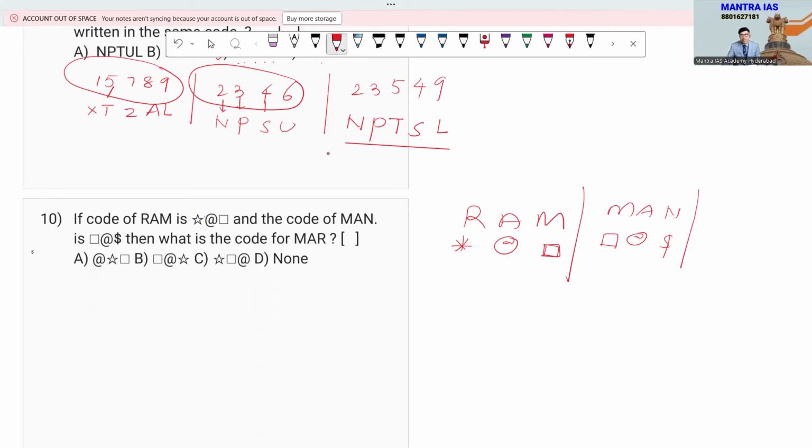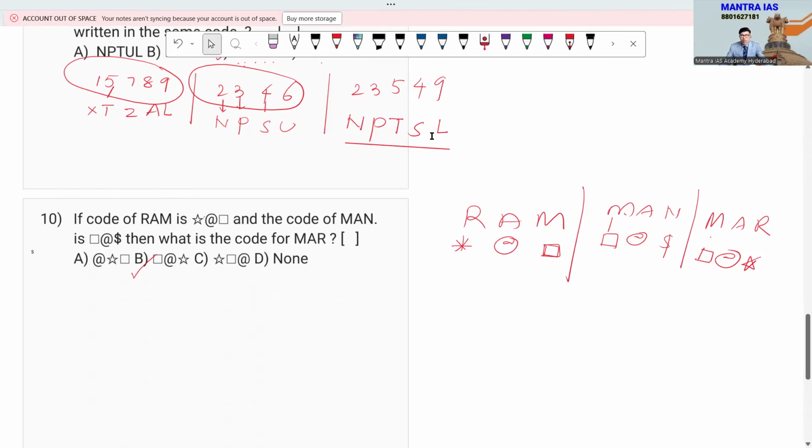And in the same style, what is MAR? I told you the same thing, that M is an existing letter, A is also the same, R is already existing in the given data. There's no need of finding another way. M is delta, A is @, R is a star. So the answer is delta, @, star.